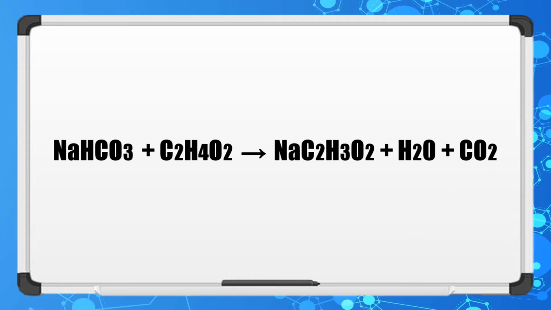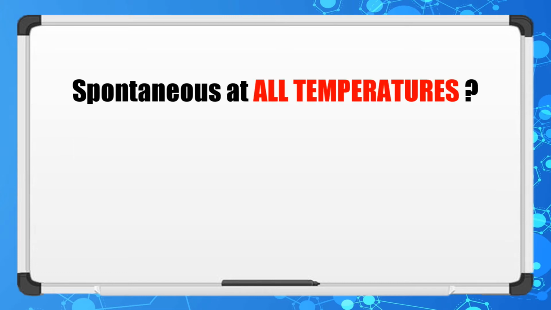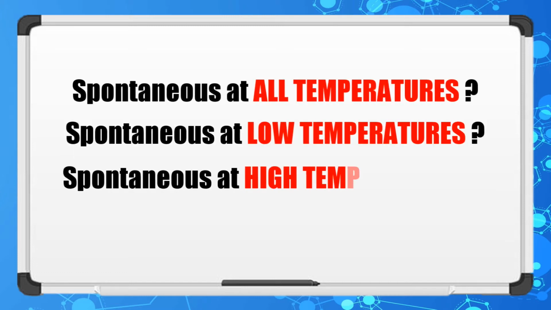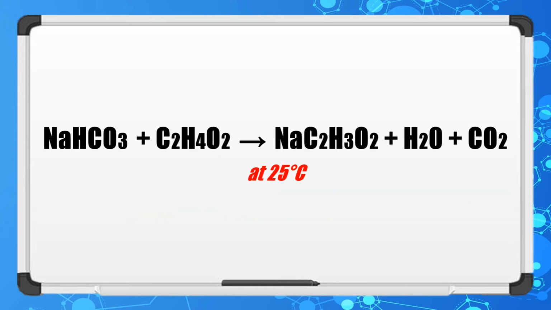We will check the spontaneity of this reaction using Gibbs free energy to see if this reaction will happen spontaneously at all temperatures, low temperatures, high temperatures, or if the reaction isn't spontaneous at all. Note that this experiment was performed in a 25 degrees Celsius environment. First, we need to compute the delta H of the reaction.